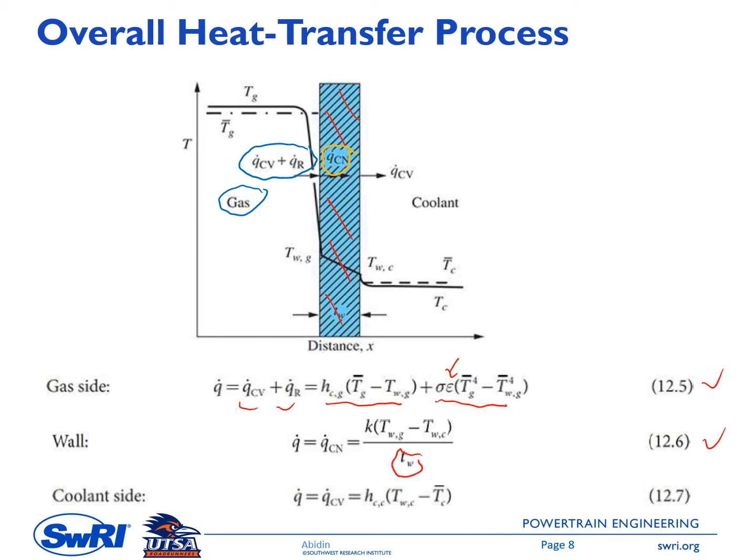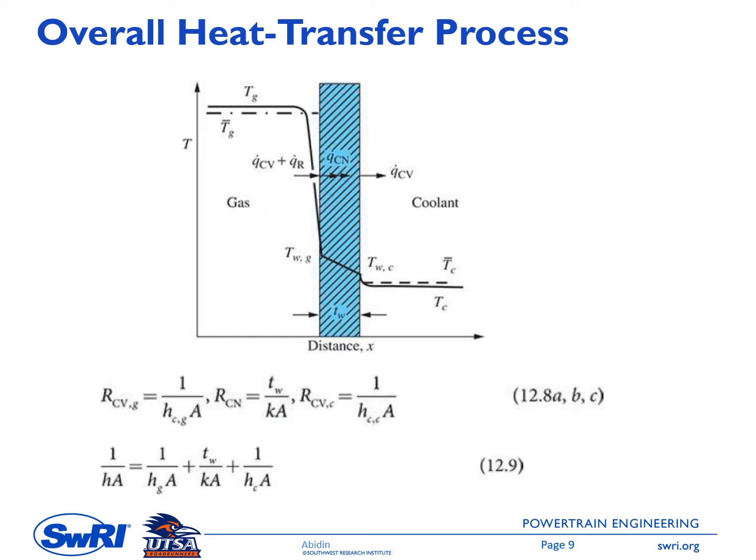And then on the coolant side, it follows equation 12.7. So this is the convection heat transfer equals Cc, the convection heat transfer coefficient on the coolant side, times TWC, the wall temperature of the cylinder, cylinder head, or piston on the coolant side, minus Tc with the upper bar, which is the average temperature of the coolant.